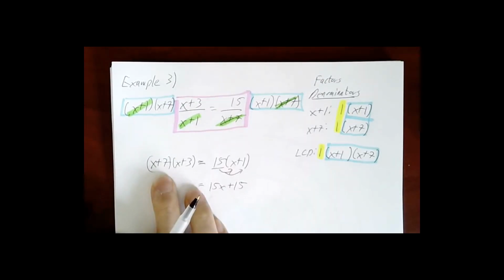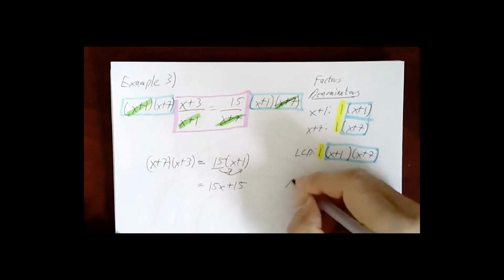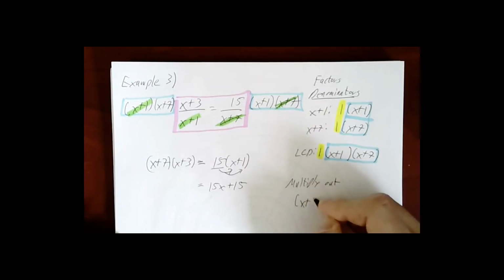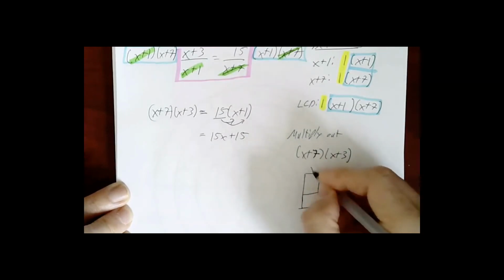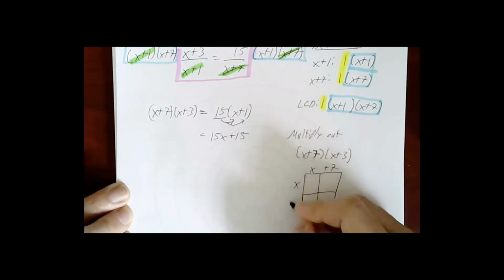The left-hand side is a binomial times a binomial. This is a process we haven't seen in a while. You need to multiply out. I prefer teaching the area model. So to multiply out the x plus 7 times x plus 3, I'm going to use the area model to do that. I'm going to scoot this up so you can see it. So that's x plus 7 and x plus 3.